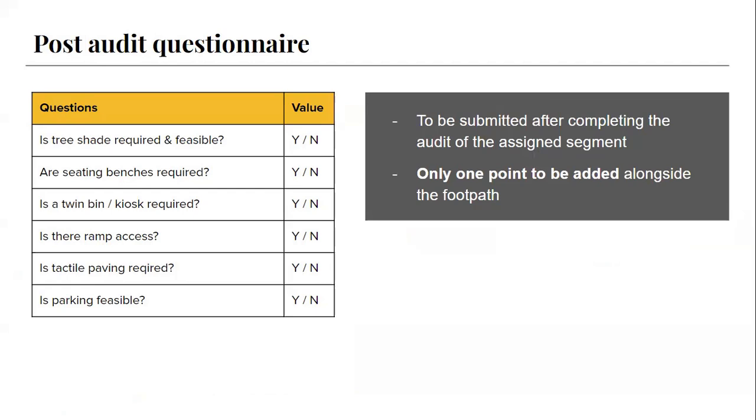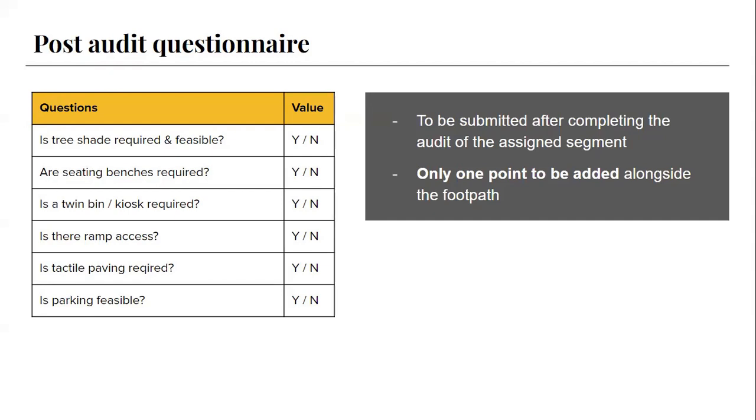For instance, is tree shade required and is it feasible? Why we're asking if it is feasible is whether there is space to add more trees to that segment. That would be good to understand from your perception. The second is, are seating benches required? Largely this is also an assessment based on if there is space, and if you think it's a commercial stretch where people want spaces to rest for a bit, or if it's closer to key locations that you think are public spaces where some spots of rest are required.